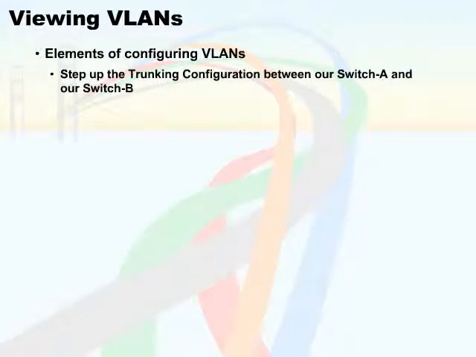We're going to go to the lab now, and I'm going to show you the four main elements of configuring VLANs. Number one, we want to set up our trunking configuration between our switch A and our switch B. In addition to that, we want to set up one of those switches as a VTP server. We'll go ahead and choose to do that on switch A.